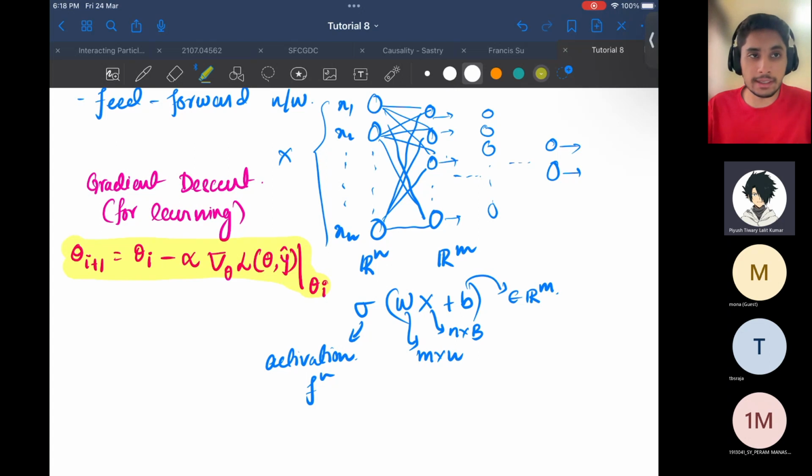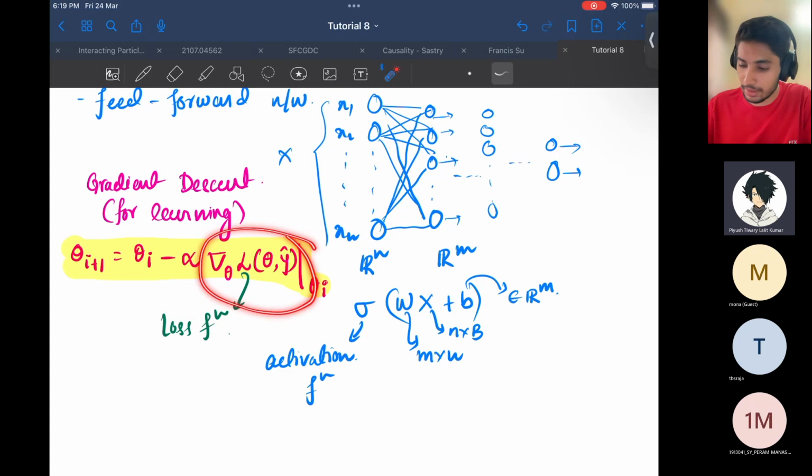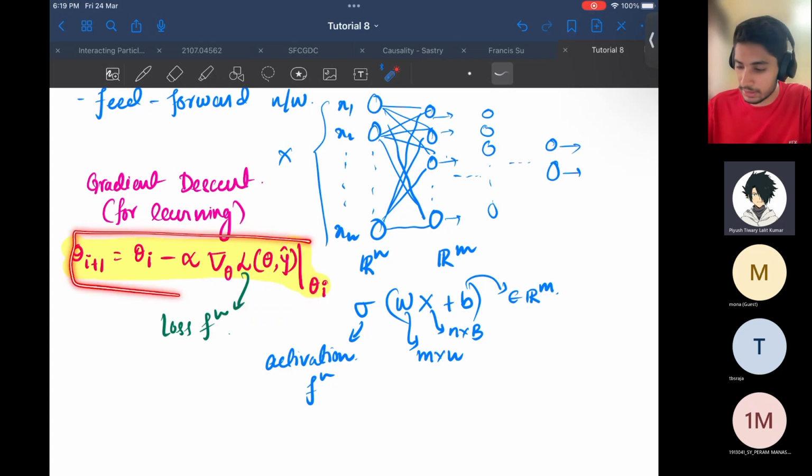And what is this L here? L here is your loss function. So the idea is you take your input, pass it through the network. The network will predict something and see if this prediction is close to your actual output using some loss function, which is your L here. And then use this L and the gradient of L with respect to these parameters theta to obtain this term and update your parameters in this fashion.